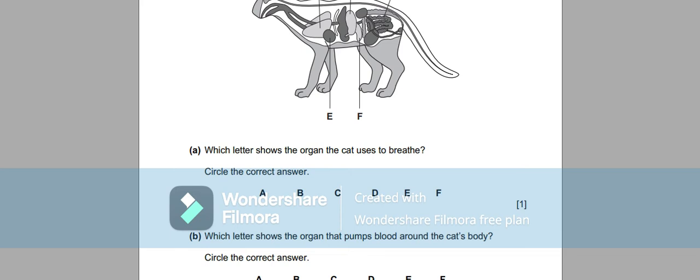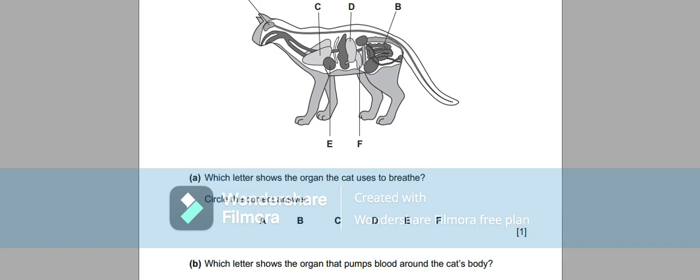So A is saying which letter shows the organ the cat uses to breathe. Right, and we know that for us to breathe we use lungs, that is the respiratory system. So the organ is organ C. This one is very simple and easy. Then B is saying which letter shows the organ that pumps blood around the cat's body. And the organ that pumps blood is the heart, right? So in this case it is E.